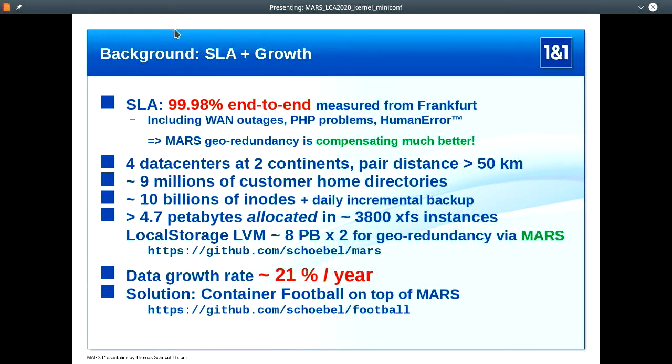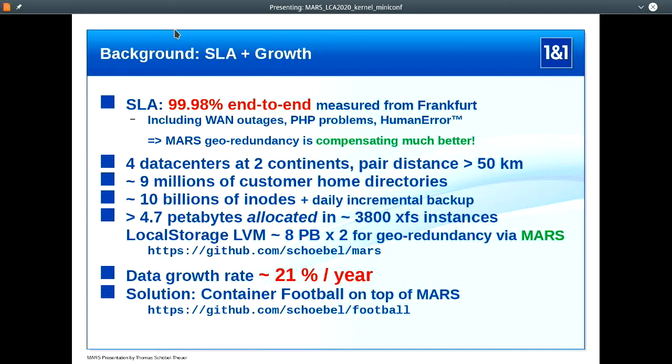Our SLA, as mentioned, is almost four nines, end to end, measured from an external data center, which means that not only network outages or simple PHP problems, but also any sysadmin errors are already included. And we typically meet this. I think in the last years we have only missed it one or two times, and it was almost always due to networking problems. This means that the actual state of Mars is super stable. So priority number one is not only my downstream kernel, specialized things, and finding and fixing bugs, but also Mars.